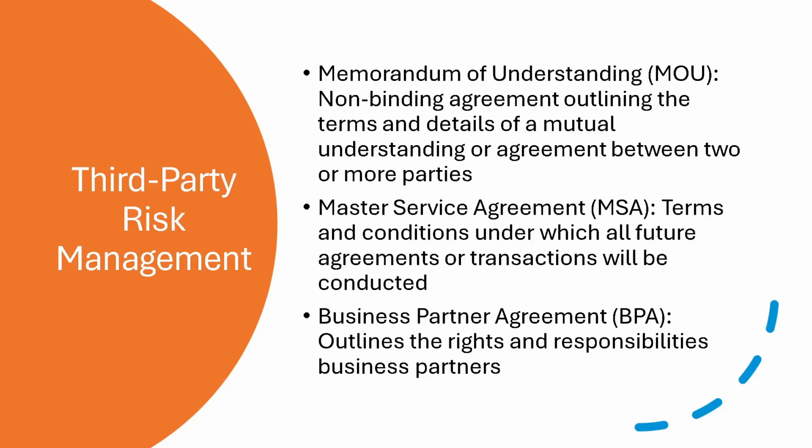An MOU is a non binding agreement that outlines the terms and details of a mutual understanding or agreement between two or more parties. Master Service Agreement or MSA. MSA has the terms and conditions under which all future agreements or transactions will be conducted. BPA or Business Partner Agreement. The BPA outlines the rights and responsibilities of business partners.